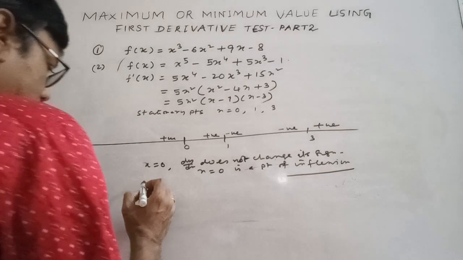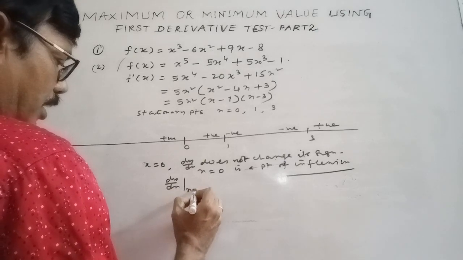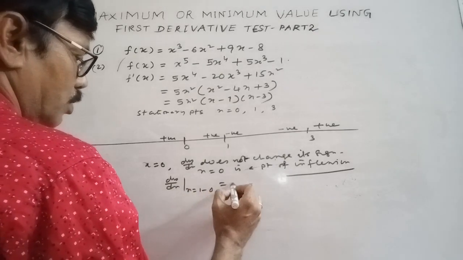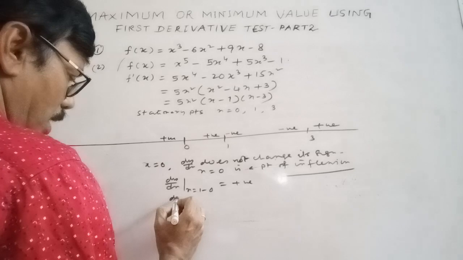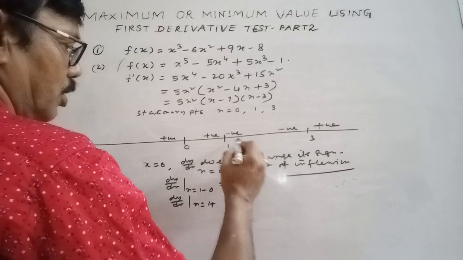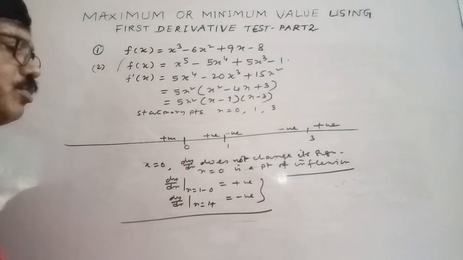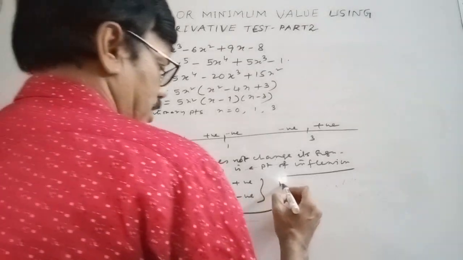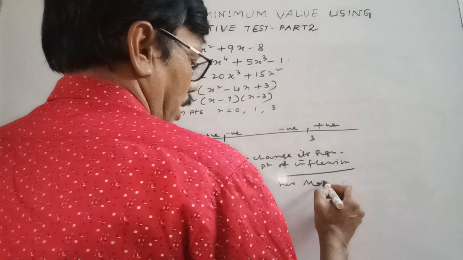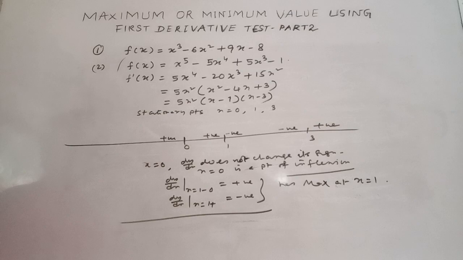Now dy by dx at x equals 1 minus 0 is positive. Dy by dx at x equals 1 plus 0 is negative. So the sign changes from positive to negative, so it has a maximum value. Look at the theorem: at x equals 1, maximum value.